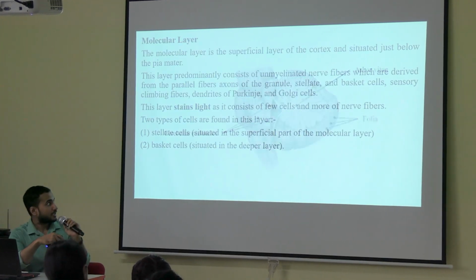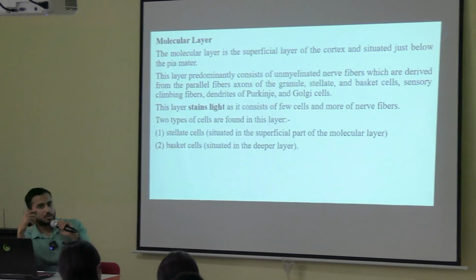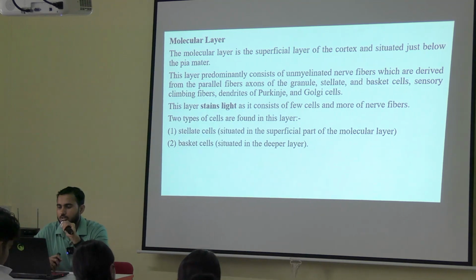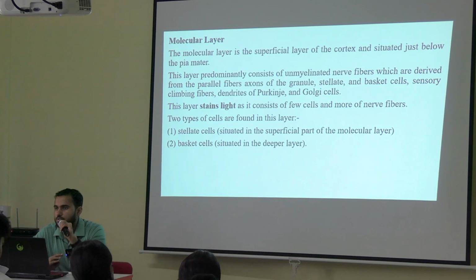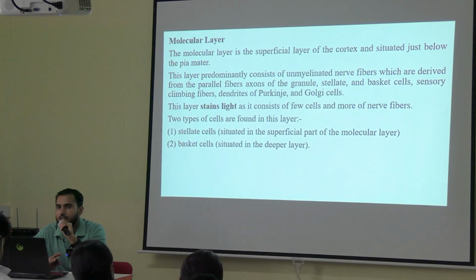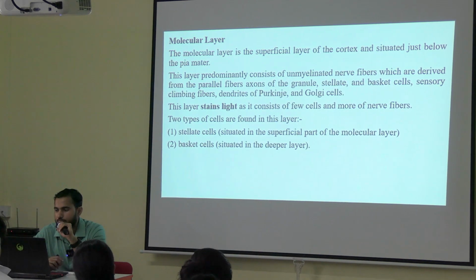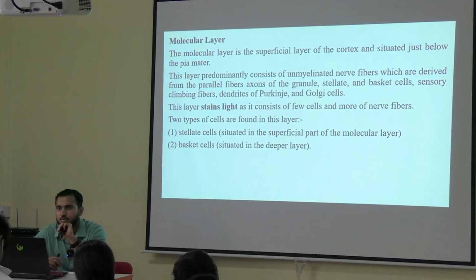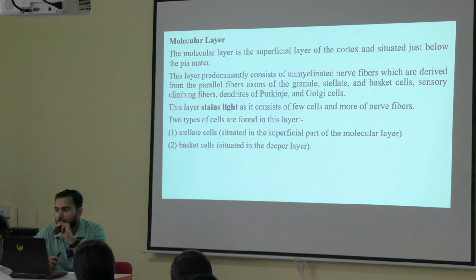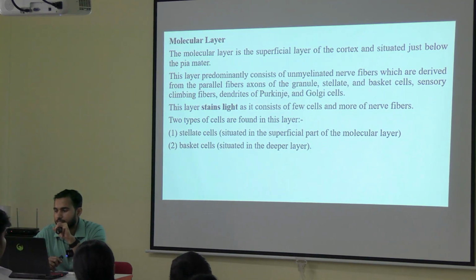So the first layer is the molecular layer. The molecular layer always stains brighter. Why? Because here we get a number of different types of fibers. This layer is also situated just below the pia mater. Here unmyelinated nerve fibers are present.